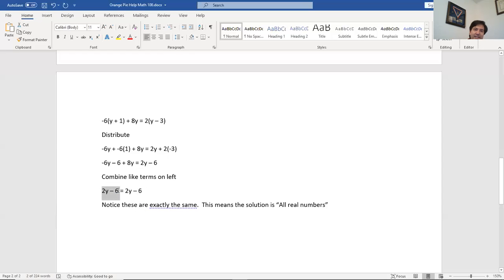These are exactly the same. So it turns out that it doesn't matter what value of y you pick. You could pick 8 or 10 or 58 billion. Any value of y you put into this equation is always going to be equal. So because those are exactly the same, you say the solution is all real numbers.